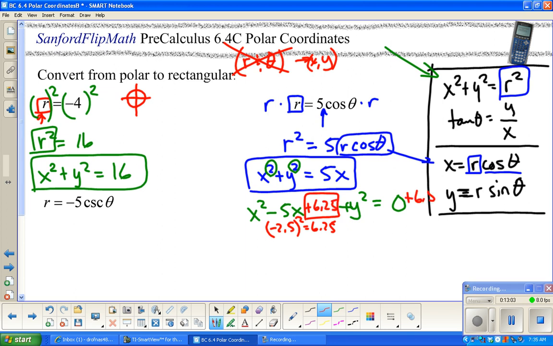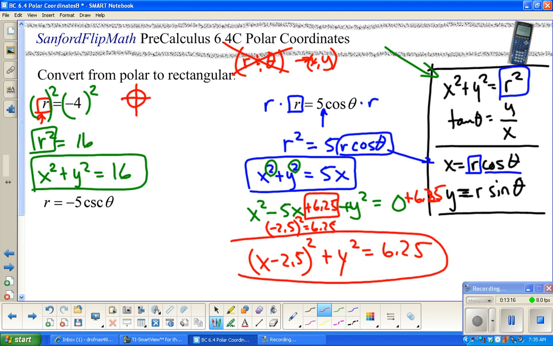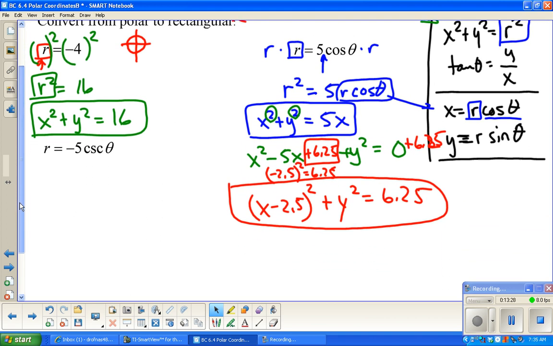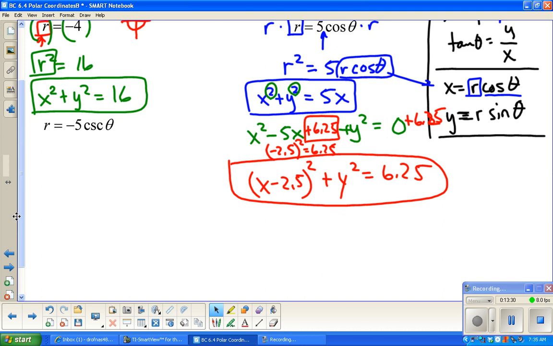Can't do that on just the one side. Got to do it on both. So this is now x minus 2.5 squared plus y squared equals 6.25. I know it's a decimal. It's okay. Trust me. It'll be fine. And that is standard form. So this is the equation of a circle centered at (2.5, 0) with a radius of the square root of 6.25, which is 2.5.